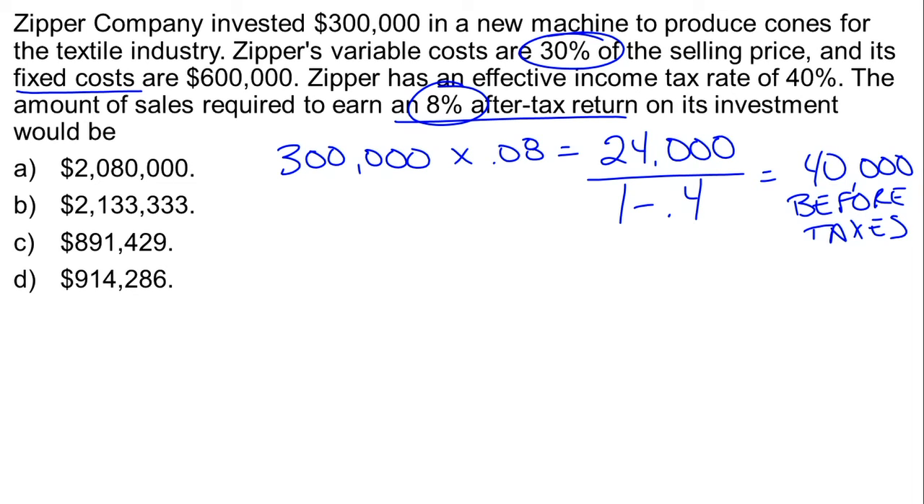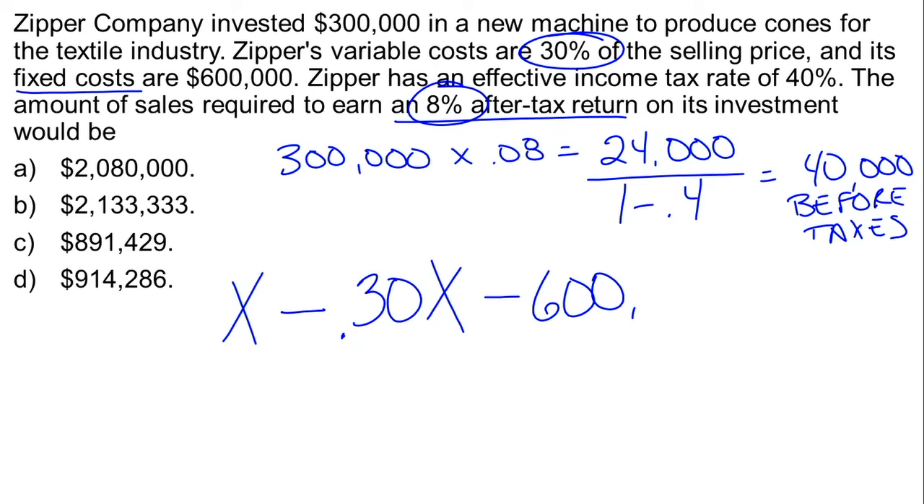Now, at this point, all we need to do is think about how we calculate profit. We recognize that we're looking for sales, so we'll make sales variable X. If we take our sales and subtract variable costs, which in this case is 30% of the selling price, and subtract our fixed costs, which they tell us are $600,000, that's our profit calculation, and we just calculated that it needs to be equal to $40,000.